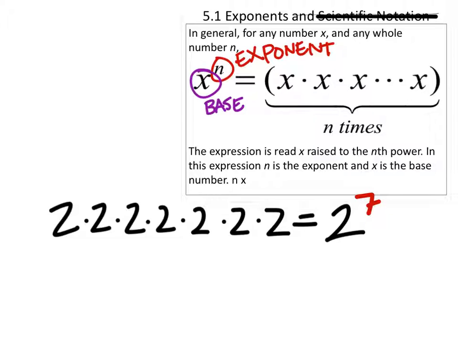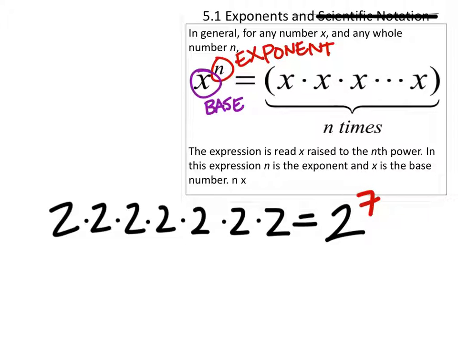So they said, we'll give it an exponent. We'll call it an exponent. Some people call it a power. This would be read 2 to the power of 7. So again, the 7 tells us how many times the 2 is being multiplied by itself.